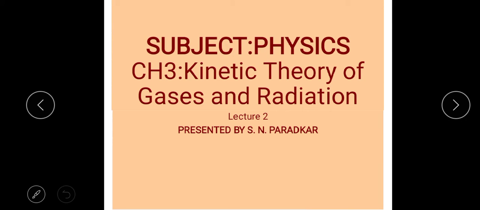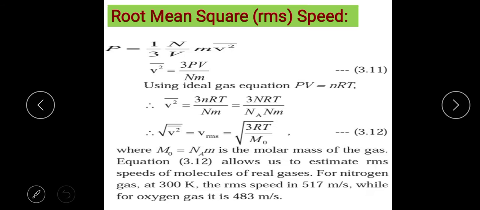In today's lecture, I am going to teach you root mean square speed, that is RMS speed, and interpretation of temperature in kinetic theory. So first, root mean square speed. In the last lecture, we found the equation P is equal to 1 upon 3 n upon V m v square bar. So we have to find out root mean square, it is v square bar. Therefore v square bar is equal to 3 P V.